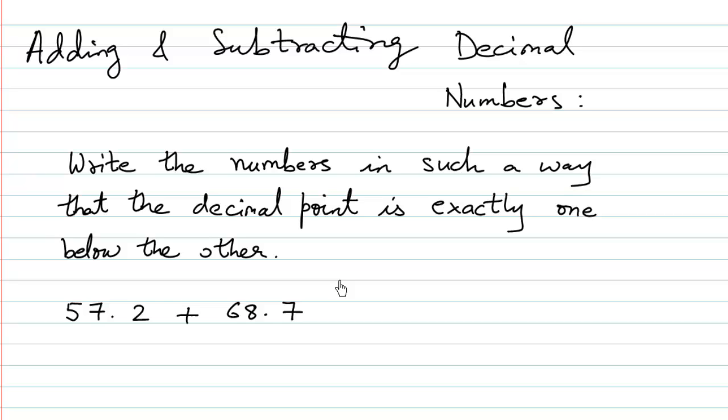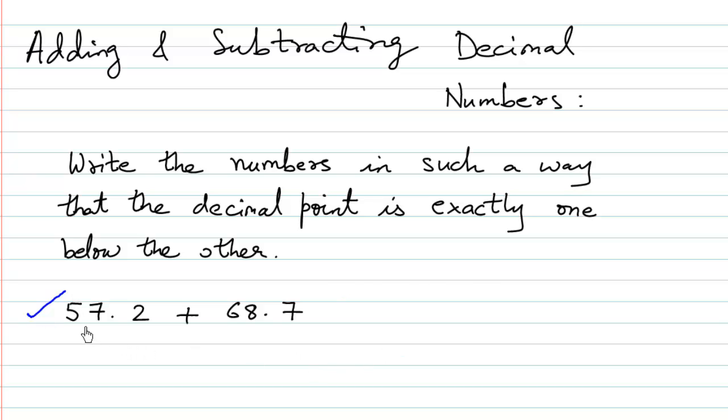So now we are going to learn how to add or subtract decimal numbers. In order to add or subtract decimal numbers, we write the numbers in such a way that the decimal point is exactly one below the other. So let us understand this with the help of an example.